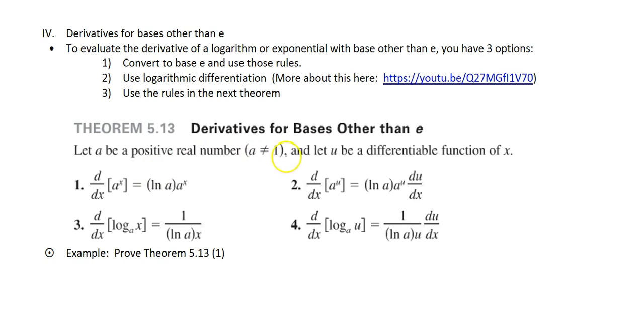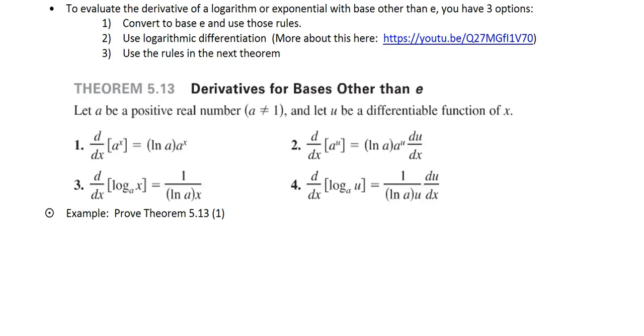So if we let a be a positive real number not equal to 1 and let u be a differentiable function of x, the derivative with respect to x of a to the x is equal to the natural log of a times a to the x. The derivative of a to the u would be the natural log of a times a to the u times u prime, or du over dx. The derivative of the log base a of x would be 1 over the natural log of a times x. And the derivative with respect to x of log base a of u is 1 over the natural log of a times u, times u prime.